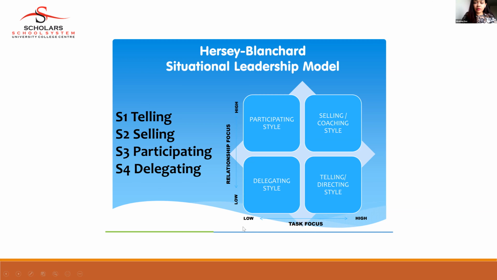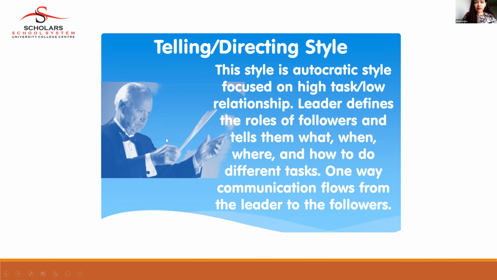So in this graph here, what we can see is that if you have a high relationship with your subordinates, then your task focus can be high or can be low as well. So it depends on which category you will fall under. Let's look into it in further detail.